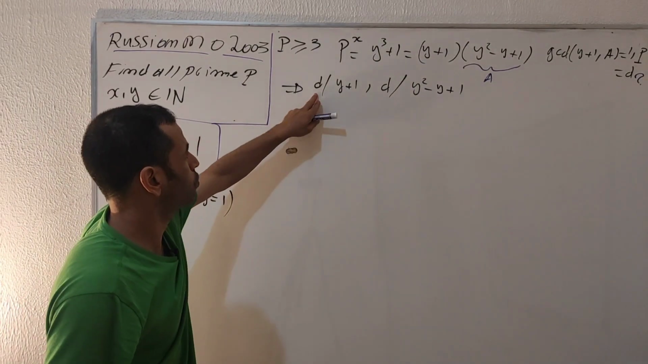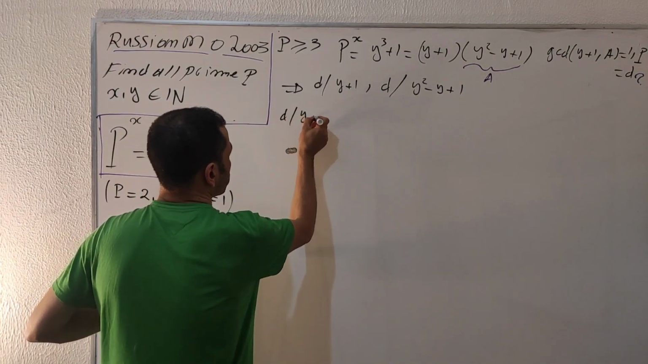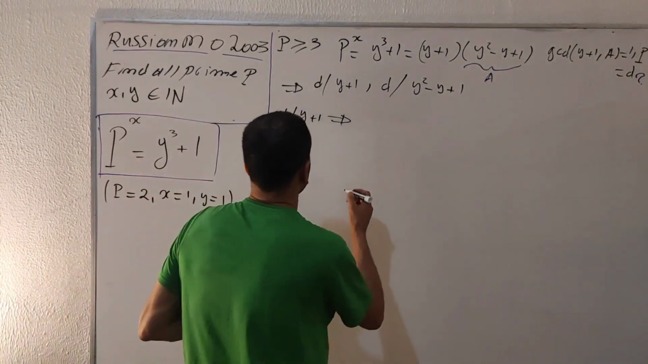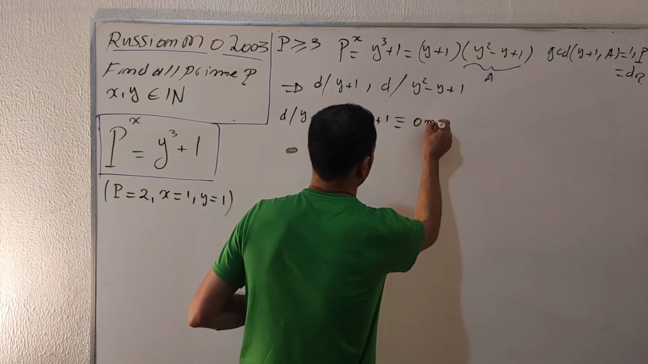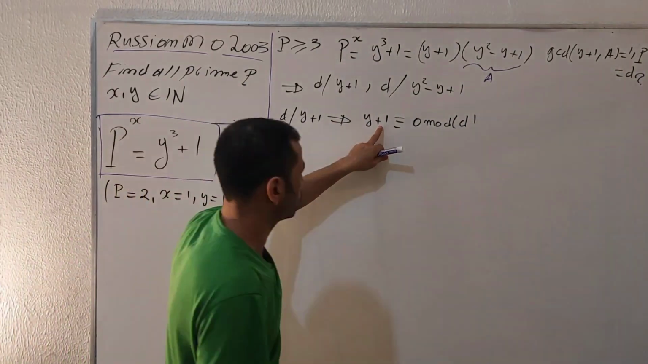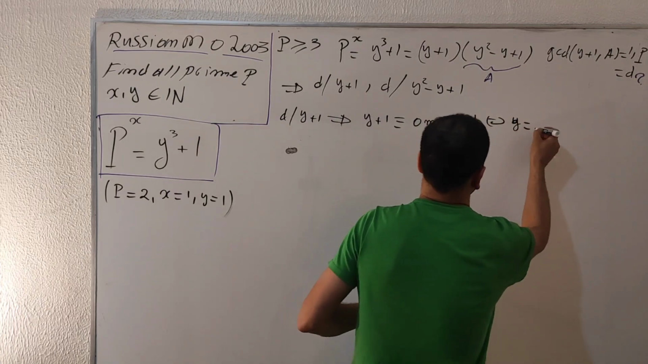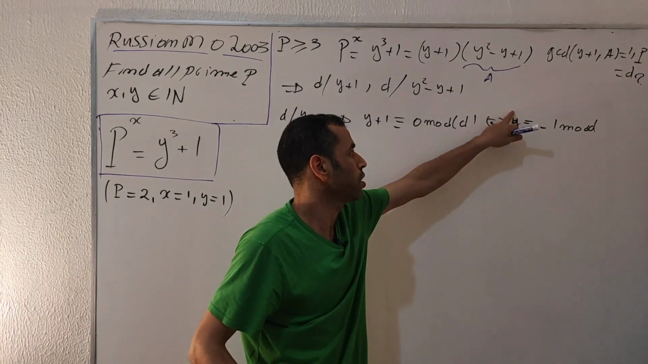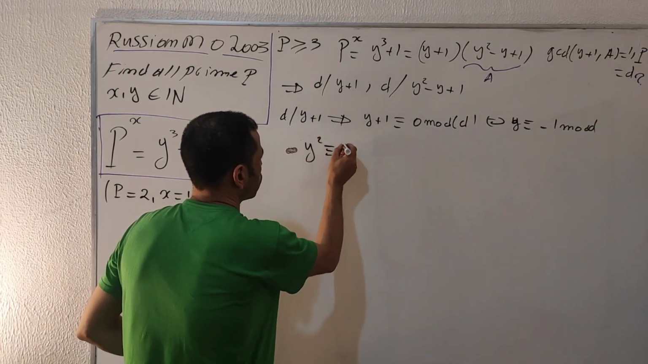So I'm going to evaluate D. We have D divides y plus 1, which simplifies by applying the divisibility rule. I will get y plus 1 is congruent to 0 mod D, because D divides y plus 1. I'm going to take 1 to the right. I will get y is congruent to minus 1 mod D. Then I'm going to raise both sides to the power of 2. I will get y squared is congruent to 1 mod D.